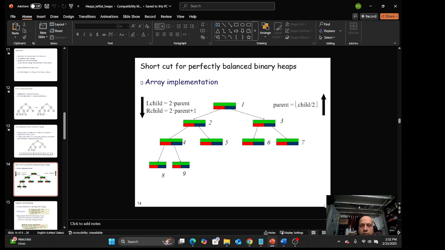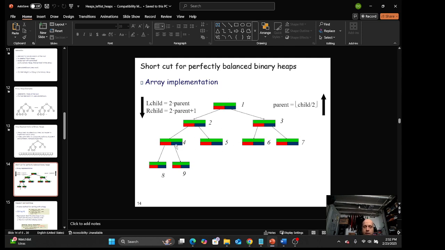So here's a shortcut for perfectly balanced binary heaps. In terms of the array implementation, 2 times the parent gives me the left child, and 2 times the parent plus 1 gives me the right child. Correspondingly, the parent would be found from the child. And these are the indexes, right? I take the appropriate index.